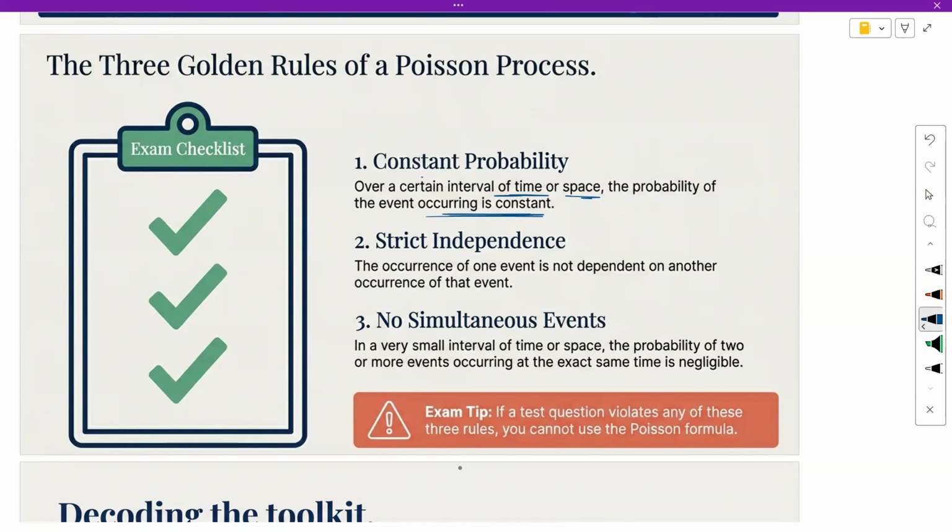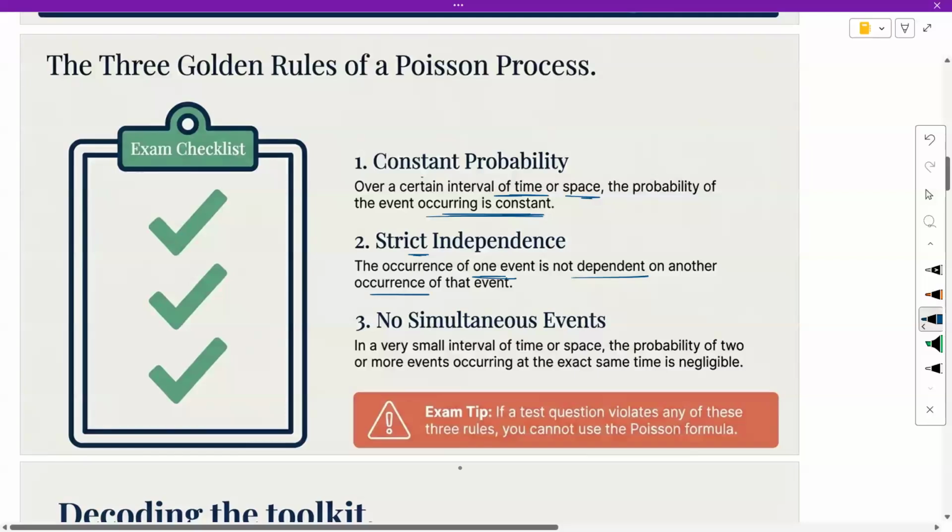Someday 20%, someday 50%, someday 1% defective. No. That kind of thing we do not consider. We can't apply the Poisson process. And strict independence. One event may not affect another event in the same time or space. The occurrence of one event is not dependent on another occurrence of that event.